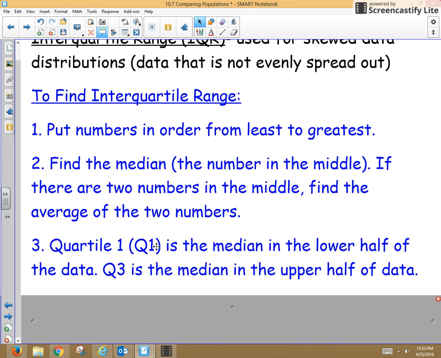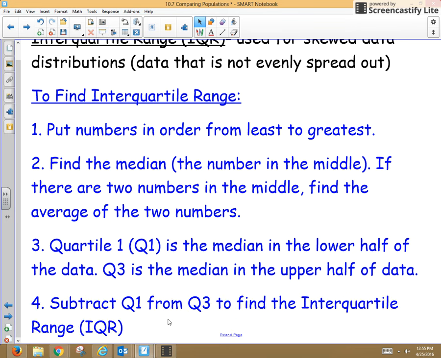Quartile 1, or Q1, is the median of the lower half of the data, and Q3, or quartile 3, is the median of the upper half of the data. And the last step is to subtract quartile 1 from quartile 3 to find the interquartile range. Pause the video to finish copying this down, and I will explain each of this in the next example.